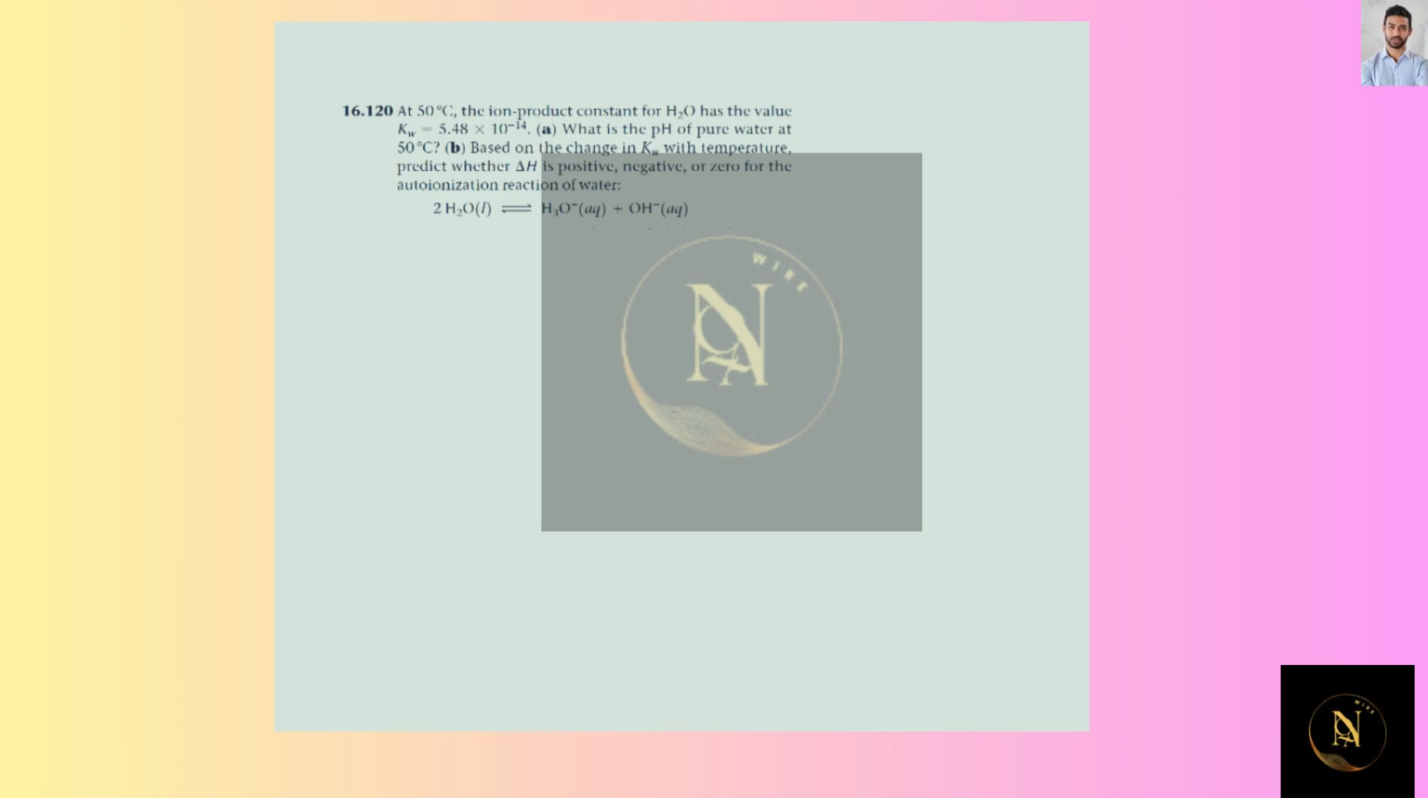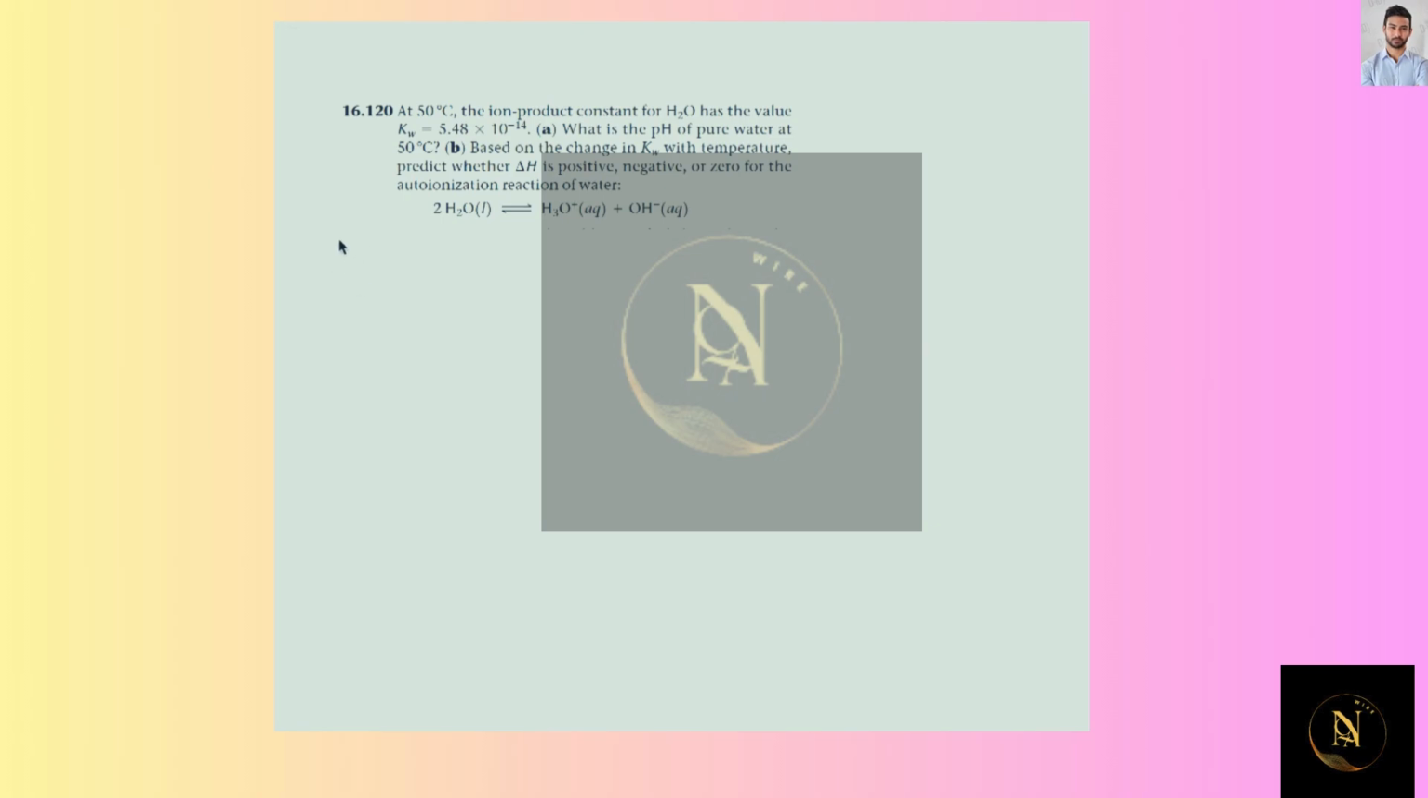Chapter 16, problem 120. The question's asking: at 50 degrees Celsius, the ion product constant for H2O has a Kw value of 5.48 times 10 to the negative 14th. What is the pH of pure water at 50 degrees Celsius, and then, based on the change in Kw with temperature, predict whether the delta H is positive, negative, or zero for the autoionization reaction of water.